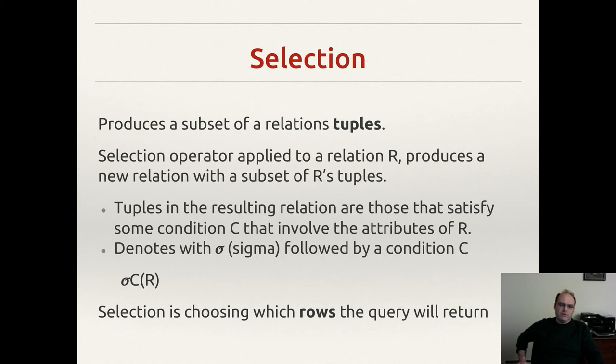So we denote this with sigma, and we're going to follow sigma with a condition. Now, when we're abstracting it like this, we don't actually have a condition yet, that's where the C comes into play. The C represents what will be the condition. I'm going to show you an example in a moment that actually has the conditions. So I just want to explain what you're looking at there. So remember here, a selection is choosing which rows the query will return.